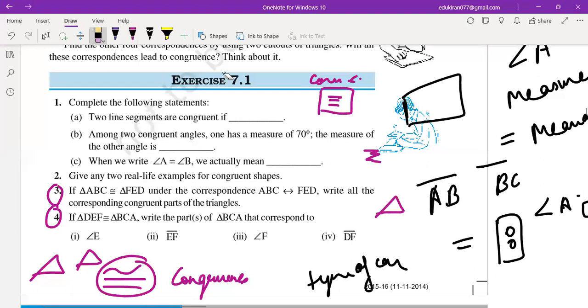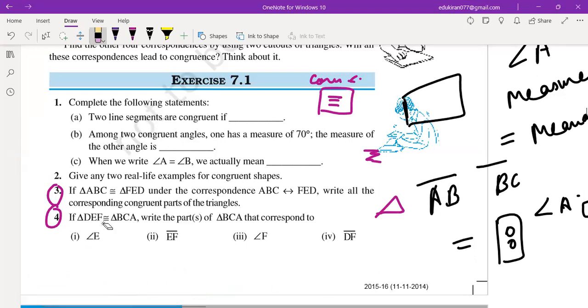Ma'am, I didn't get how to do it. See, over here in question number 4, they have already given that these two triangles, DEF and BCA, are congruent. So you will draw this triangle and this triangle. Then you have to tell which angle angle E corresponds to. We have to draw the diagram so that it will be easy for you to compare. Okay, ma'am.